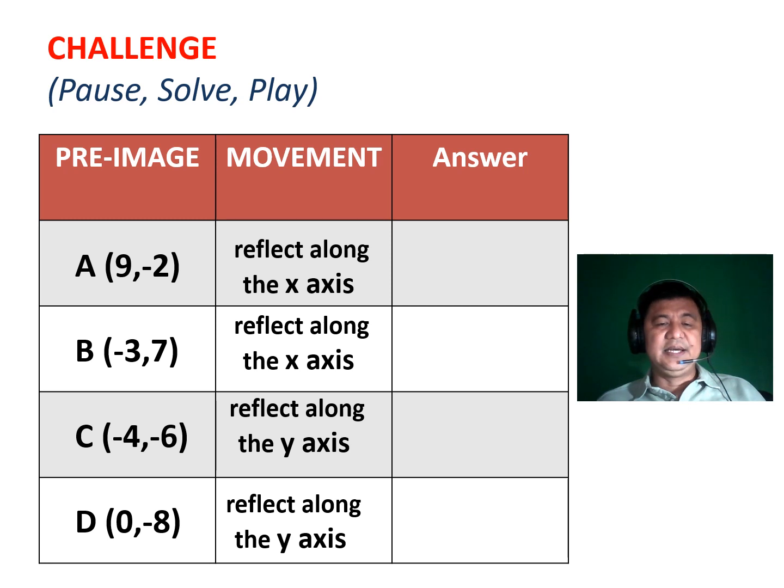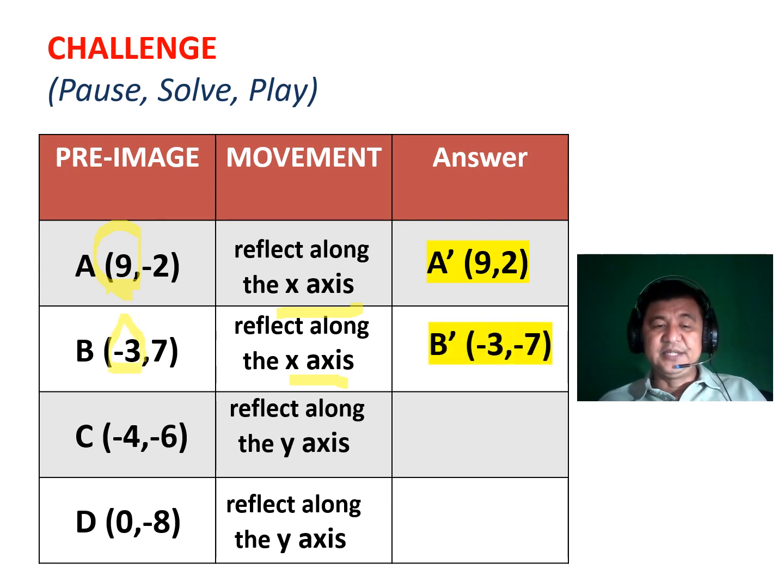Reflect along the x. So the x is preserved. Preserve that. 9 comma positive 2. Again, along the x, preserve the x. B prime will be negative 3. Change the other one to its opposite, negative 7. Correct. How about this? Reflect along the y. I will preserve my y. So x is the opposite. So the answer is 4 comma negative 6.